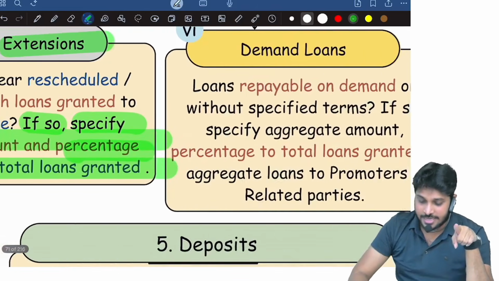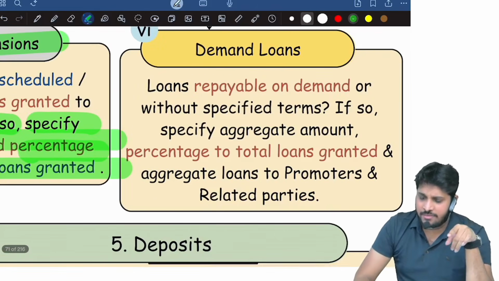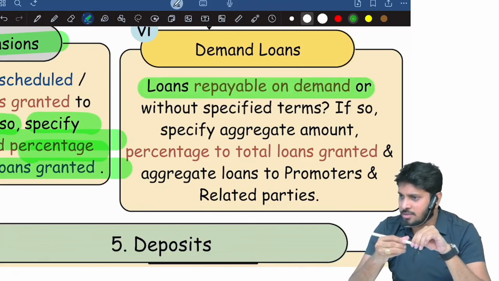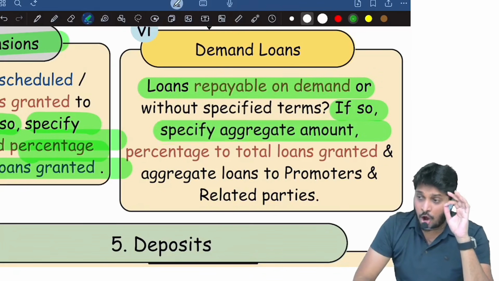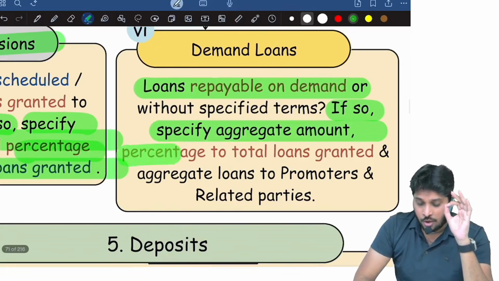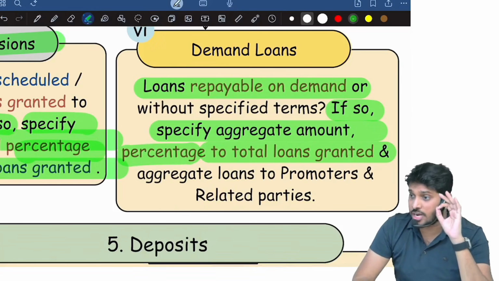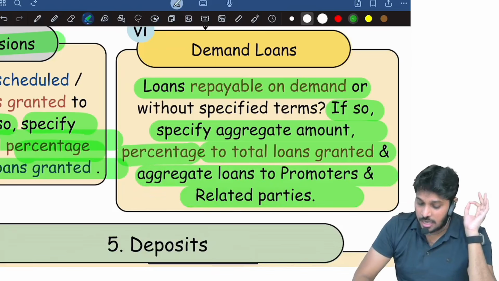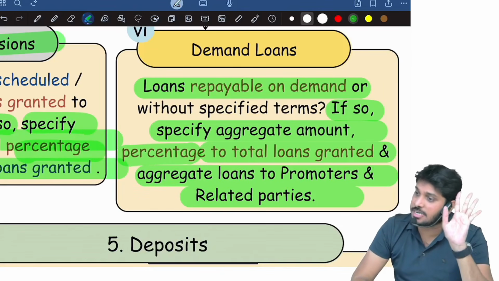Check out. Next, demand loans. Did the company give any loan to anybody repayable on demand? If so, specify how much amount is given as a demand loan, what is its percentage to the total loans granted, and especially how much of it is given to promoters and related parties. That also you should show.